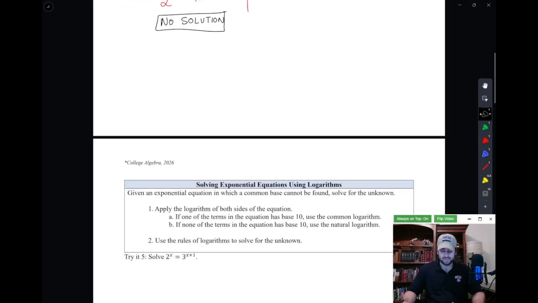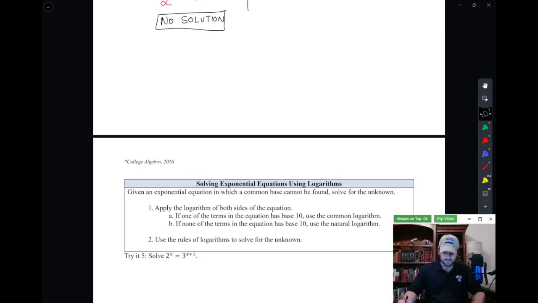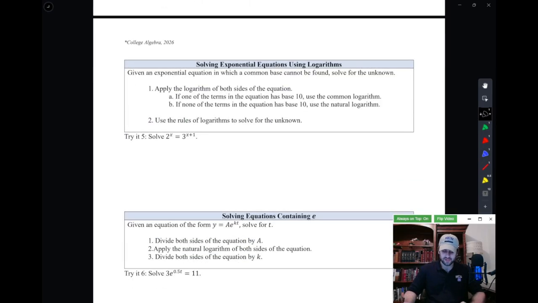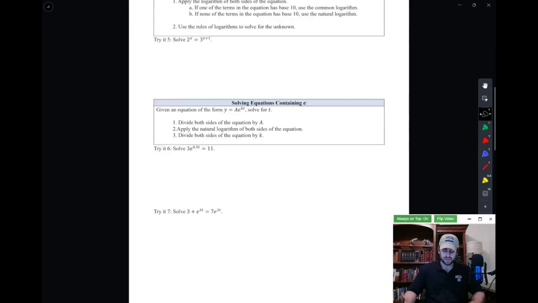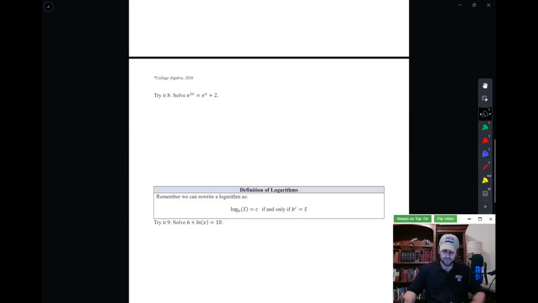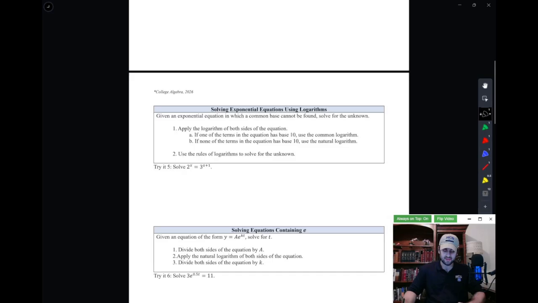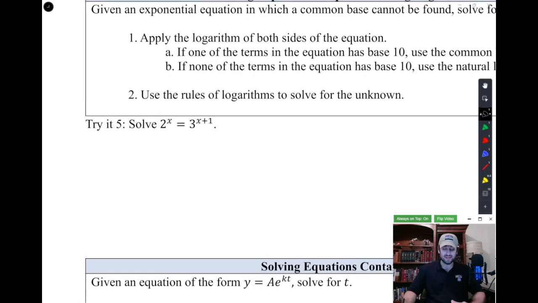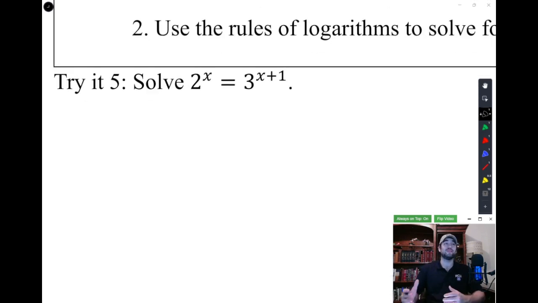All right? So now we're going to solve some equations using logarithms. The first equation they give us does not have the same base. So we're going to have to use a log that we choose to solve this thing. There's no way to get 2 and 3 to have the same base.